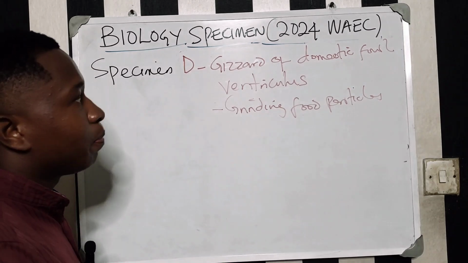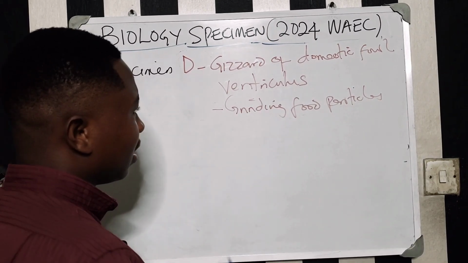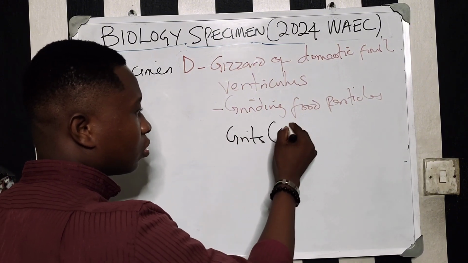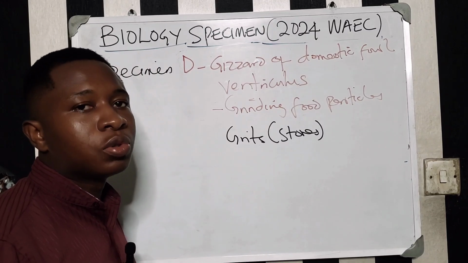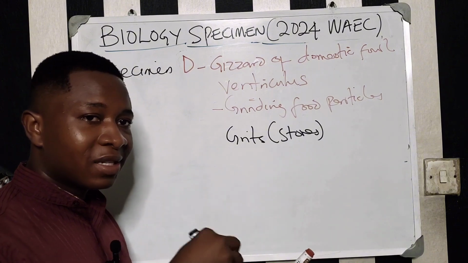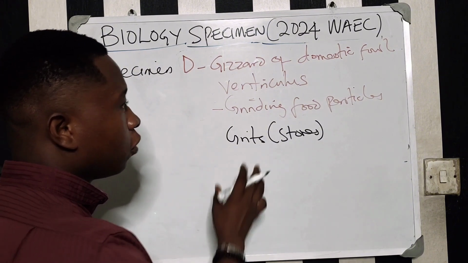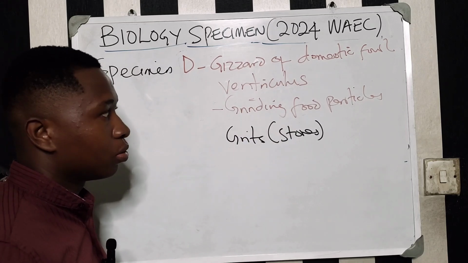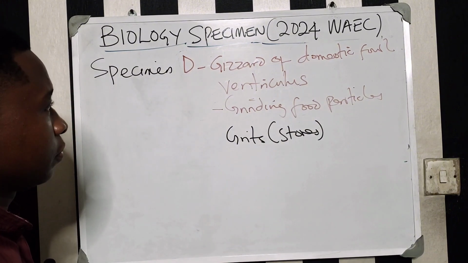Okay, so if you split or dissect the gizzard, you would find structures like grits. Those structures are stones that help to grind food particles. If you split the gizzard into two and open it, you find grit stones that help to grind food particles. So the function of the gizzard is grinding of food particles in domestic fowl.